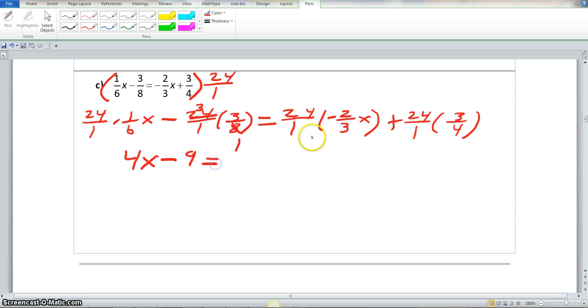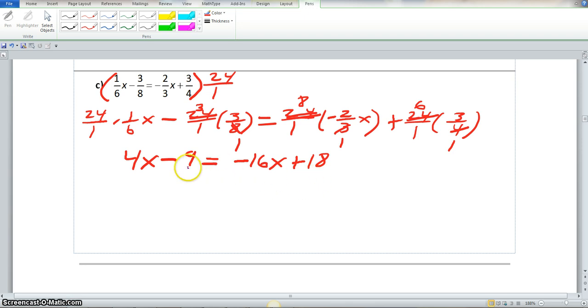Next, we will have this 3 and 24. 3 goes into 3 once, 3 goes into 24 8 times. So a positive 8 times a negative 2x, which will give us a negative 16x. Next, we will have 24 times 3/4. 4 goes into 4 once, 4 goes into 24 6 times. 6 times 3 is 18, so that will give us a positive 18. Now, we didn't write the 1 in the denominator because we know anything divided by 1 is itself.